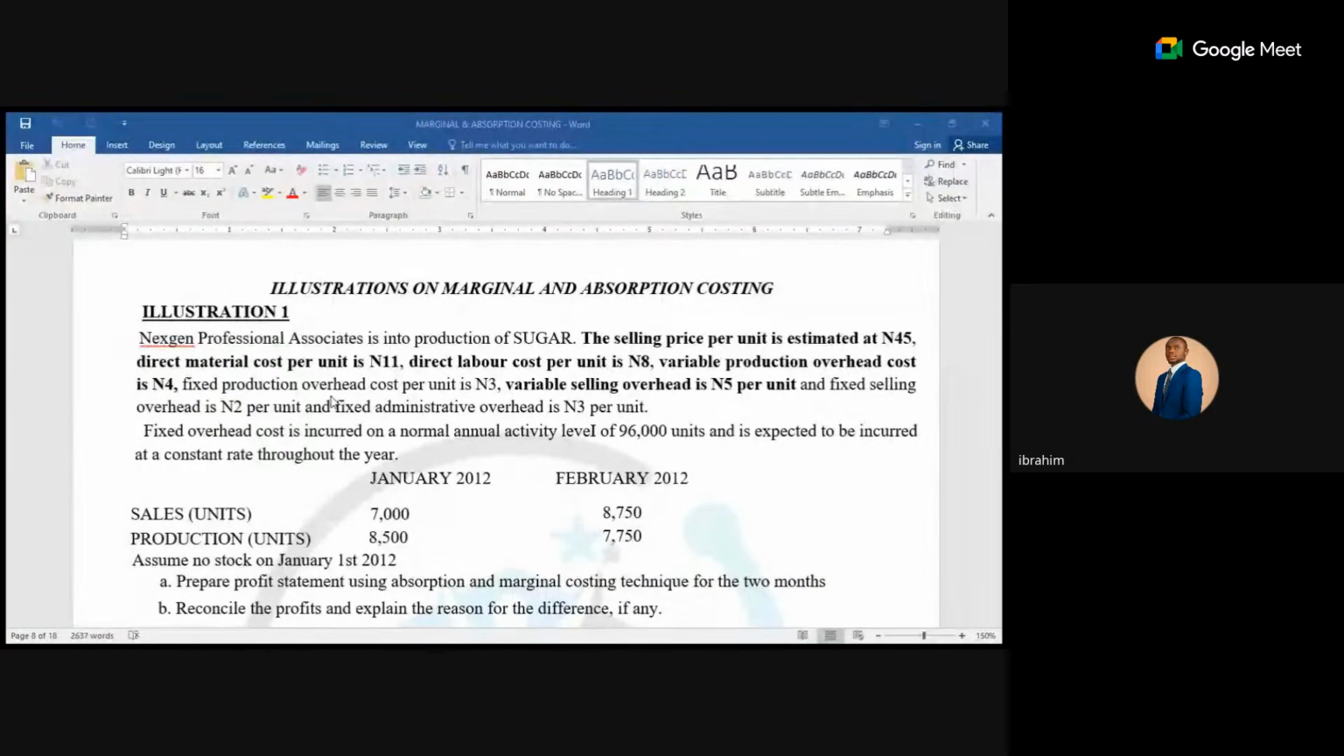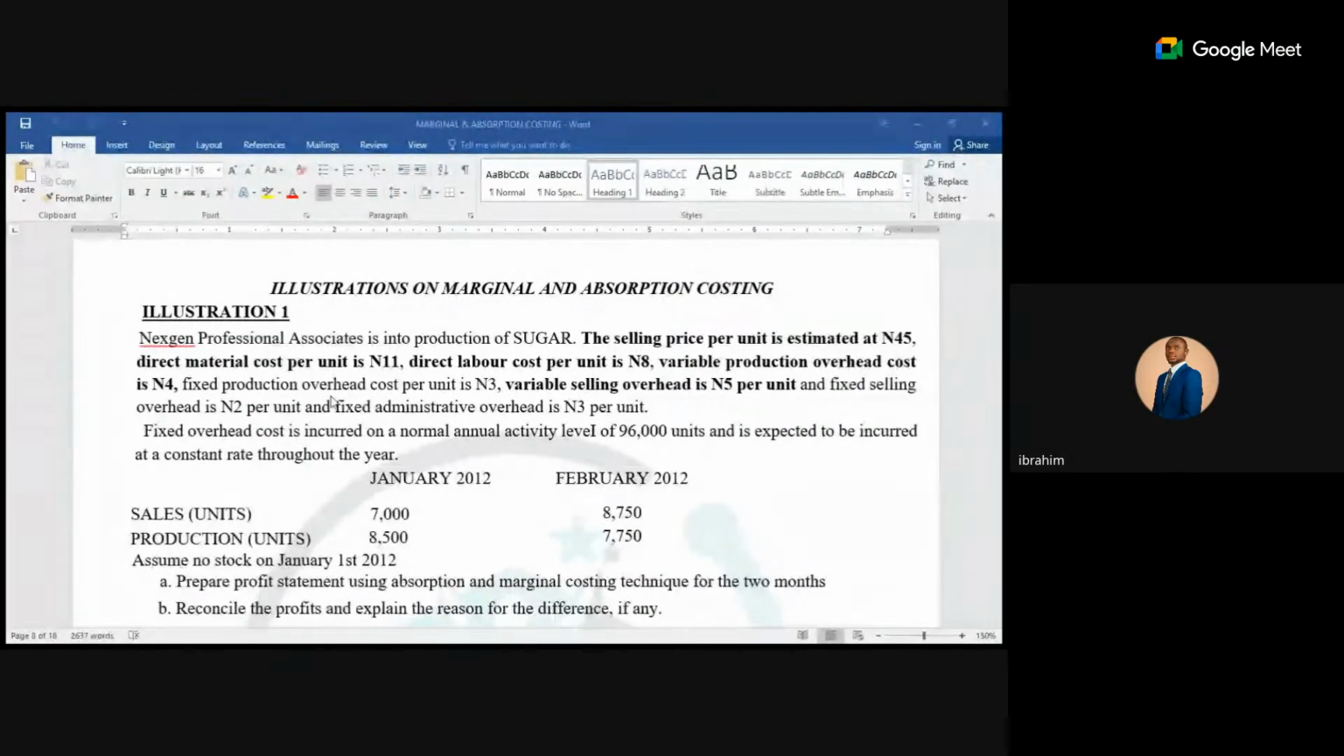I think both of you have given us an overview of what was discussed in our previous lecture. Thank you so much, Sylvia and Emmy. So in today's class, we shall solve a question on absorption costing. Then we'll do the reconciliation of the marginal and absorption costing.